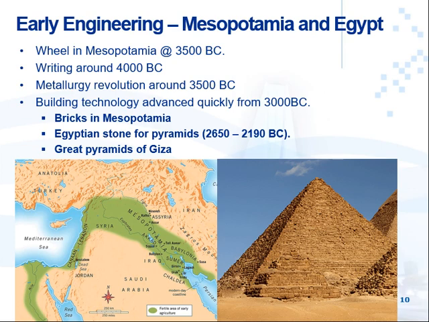The pyramids were built between 2650 and 2190 BC with stones brought from far distances by the Nile, and after that moved to the site by using the wheel. The other important thing is the metallurgy revolution around 3500 BC.